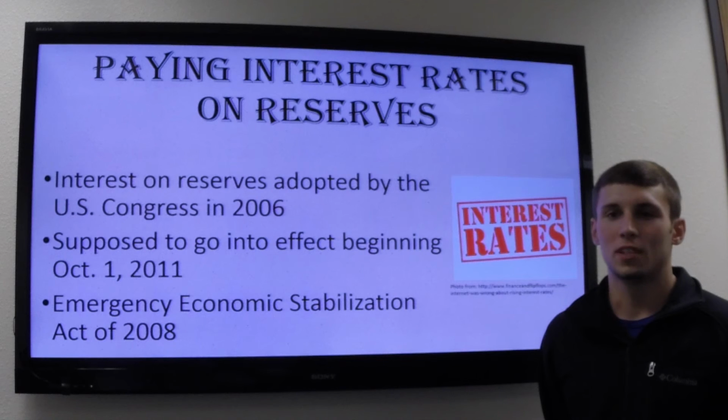Interest on reserves was adopted by the U.S. Congress in 2006. Legislation was supposed to go into effect beginning on October 1st, 2011. During the financial crisis in 2008, the effective date was moved up by 3 years through the Emergency Economic Stabilization Act of 2008. The Fed's new authority gave policymakers another tool to use during the financial crisis.